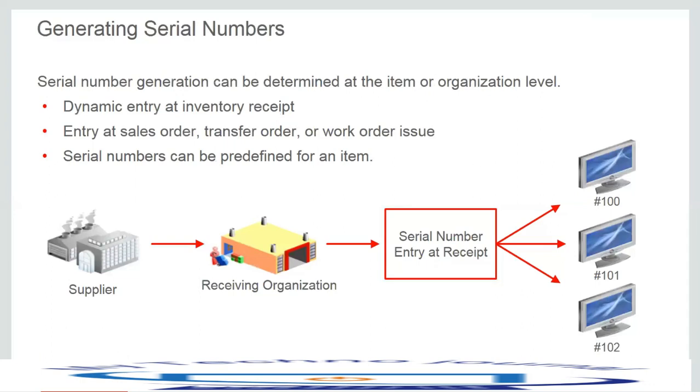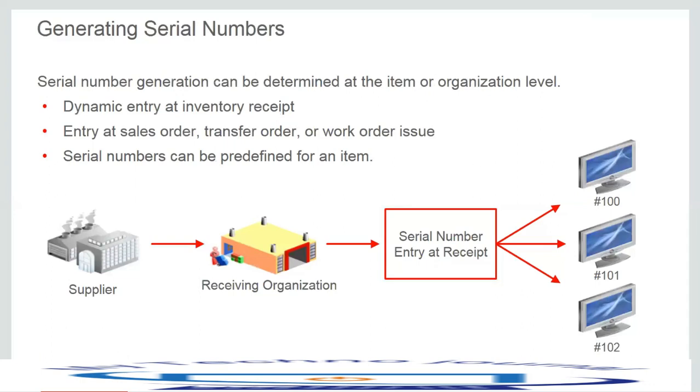If you select dynamic entry at inventory receipt as the serial number generation option, then you can dynamically enter serial numbers when performing a receipt transaction. Oracle Fusion Inventory Management uses the starting serial number prefix and the starting serial number that you specify in the item window to load the number of predefined serial numbers you request. So we can load as many serial numbers as you want for an item under serial number control.